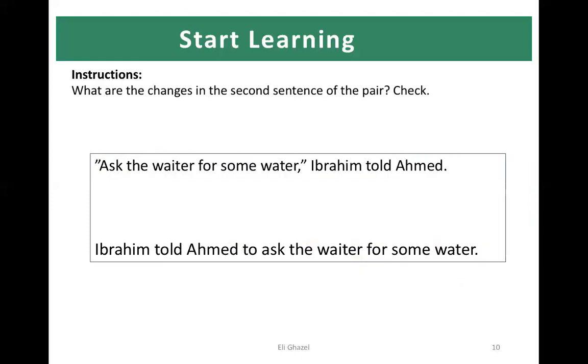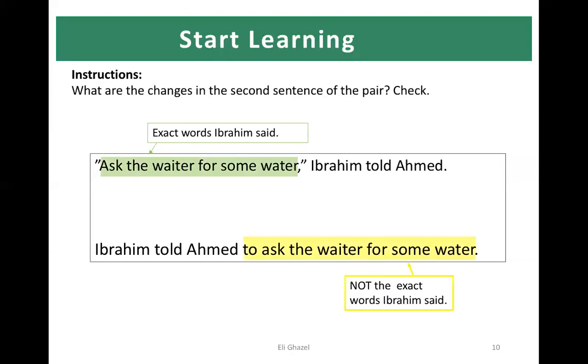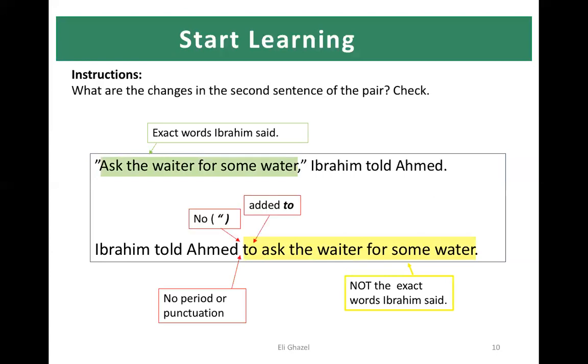And the last one: "Ask the waiter for some water," Ibrahim told Ahmed. So what are Ibrahim's exact words? Ask the waiter for some water. And how did we report it? To ask the waiter for some water, and those are not the exact words Ibrahim said. We also noticed no punctuation mark, no quotation marks. We also added the word "to" before ask the waiter for some water, and no punctuation marks at the end.